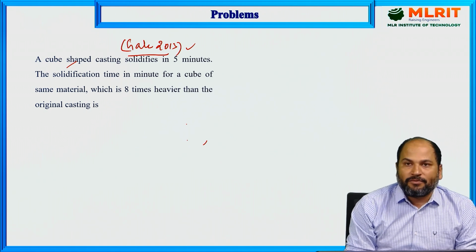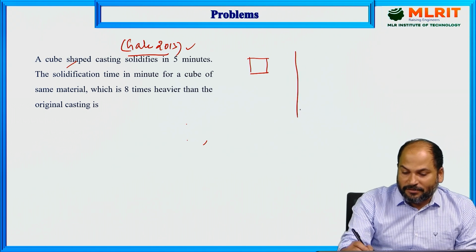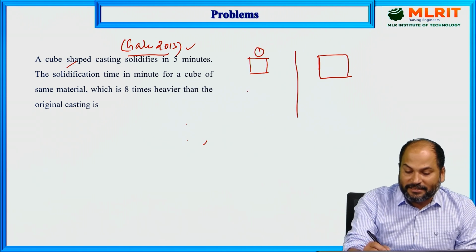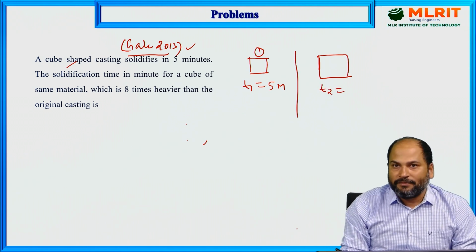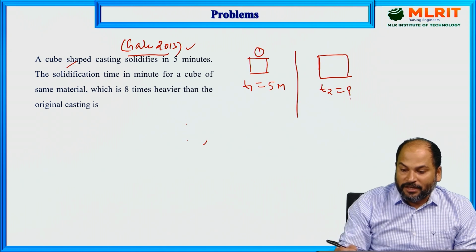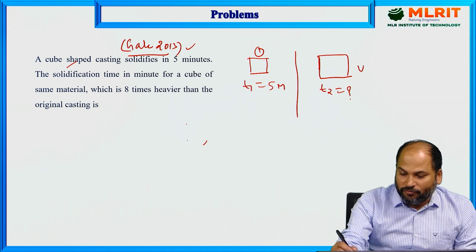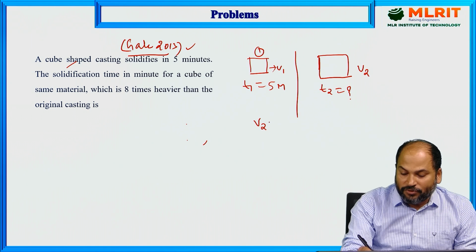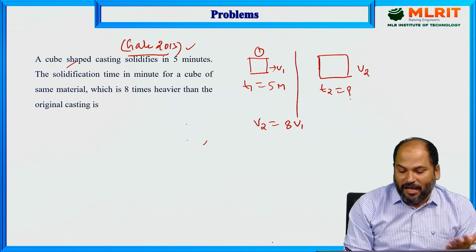the original casting. So what the question is: the first one is a cube, and the second one is also a cube. The solidification time for the first one is 5 minutes. For the second one we have to calculate how much time it will take for solidification in minutes. The condition is given. If we write volume V2 for the second one and volume V1 for the first one, it is given that V2 is equal to 8 times V1, meaning its weight is 8 times. I am writing volume is 8 times.